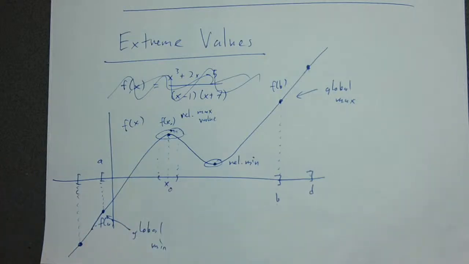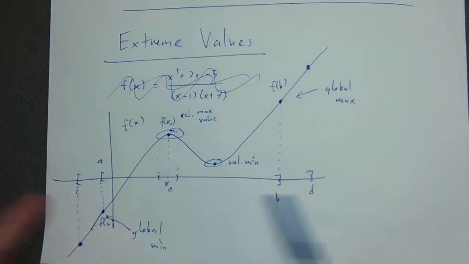So what am I trying to say? The global maxes and global mins for a function can change if I alter the domain in question. But notice that the relative maxes and relative mins don't. So if I ask, on the first interval, AB, what are the relative maxes and relative mins? Well, there's one and there's one, right? There's a relative max, there's a relative min. Those are the relative extreme values for this function in that interval.